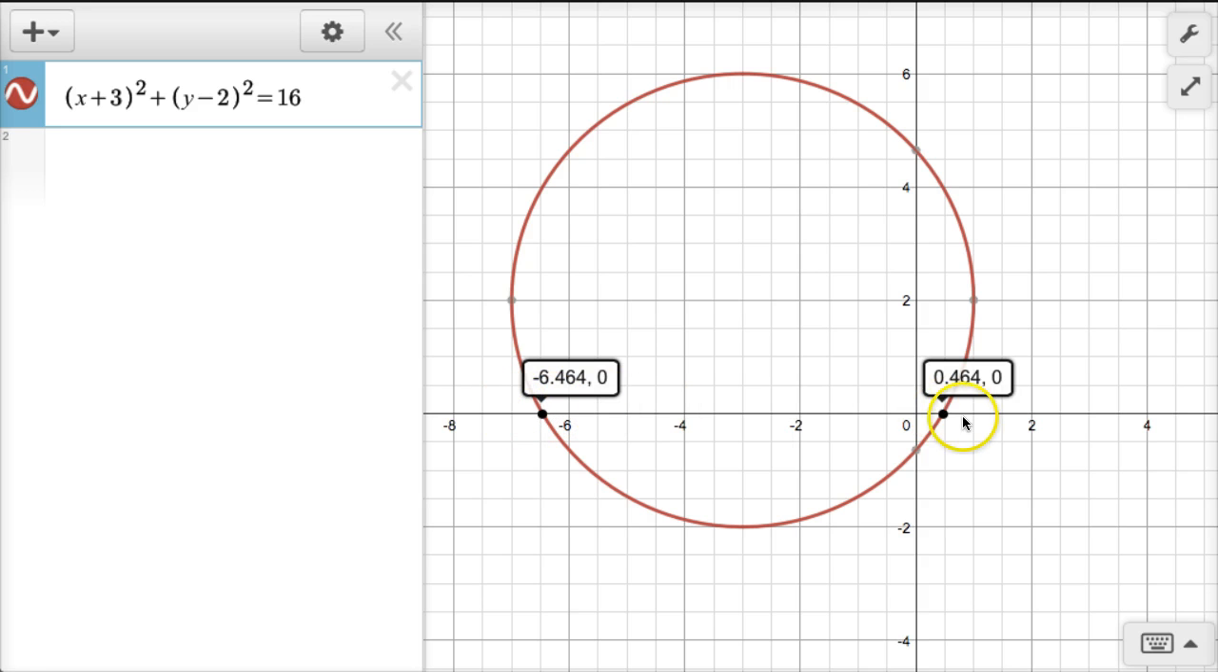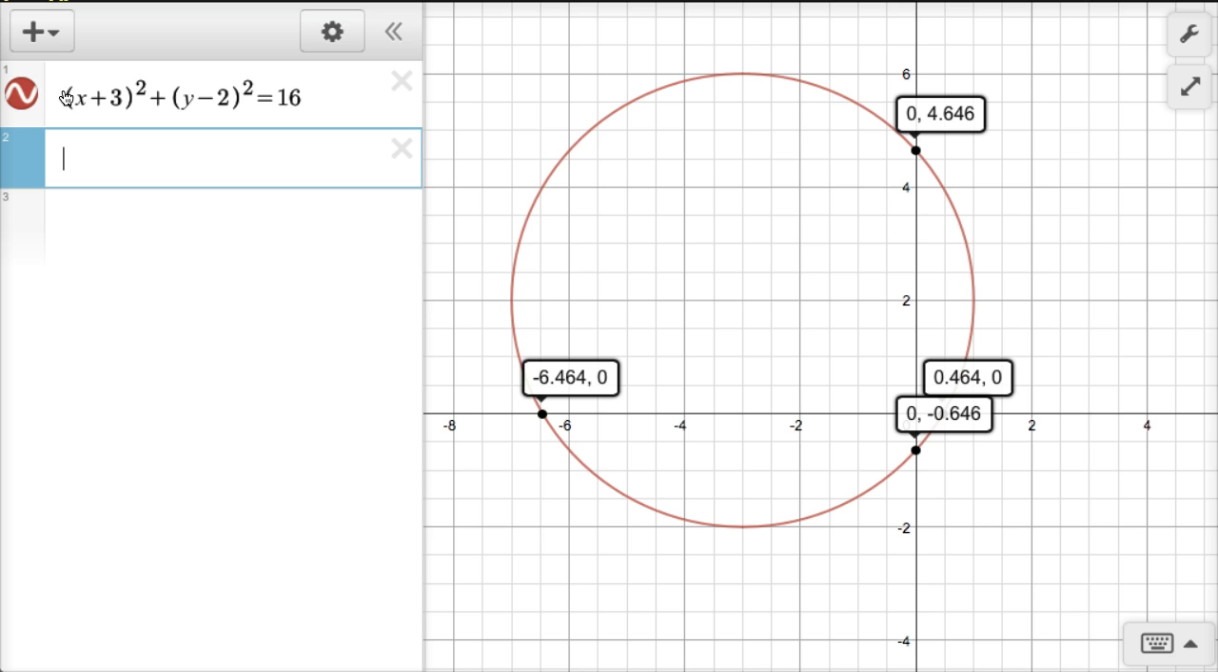So those are the two x-intercepts. You'll get −6.464 and 0.464 as your x-intercepts. And here we go for the y-intercepts. I have 4.646 and −0.646. So you can pick out the intercepts from doing the graph here.